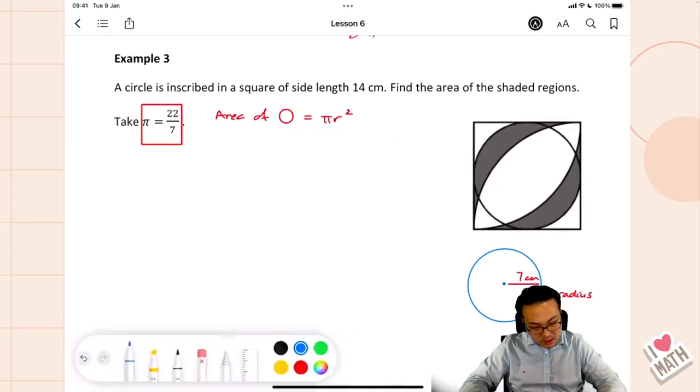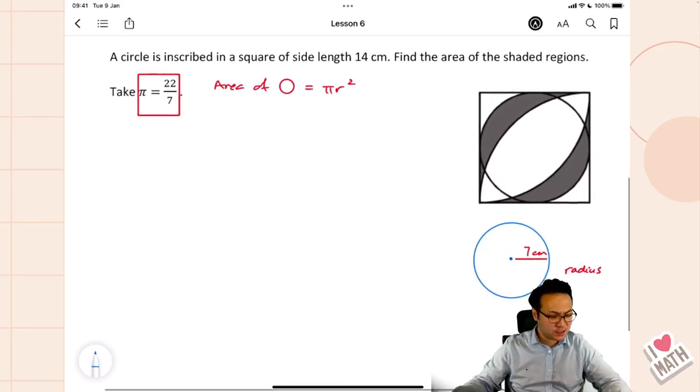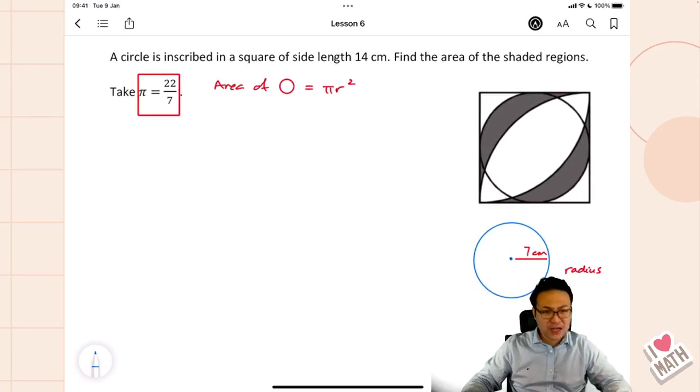Okay, now I'm going to delete this. So, students, we need to find the shaded region. Oh my gosh, that's not even a circle. That is some funny shape that I've never seen before. How, I'm stuck.